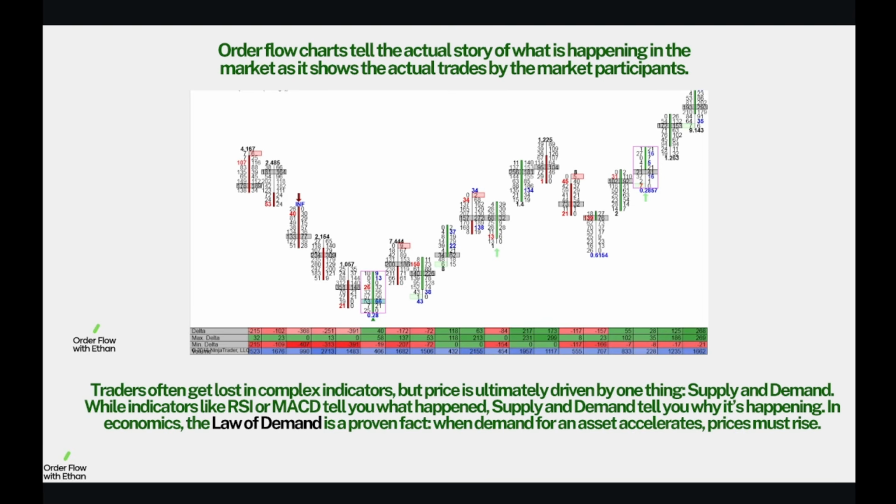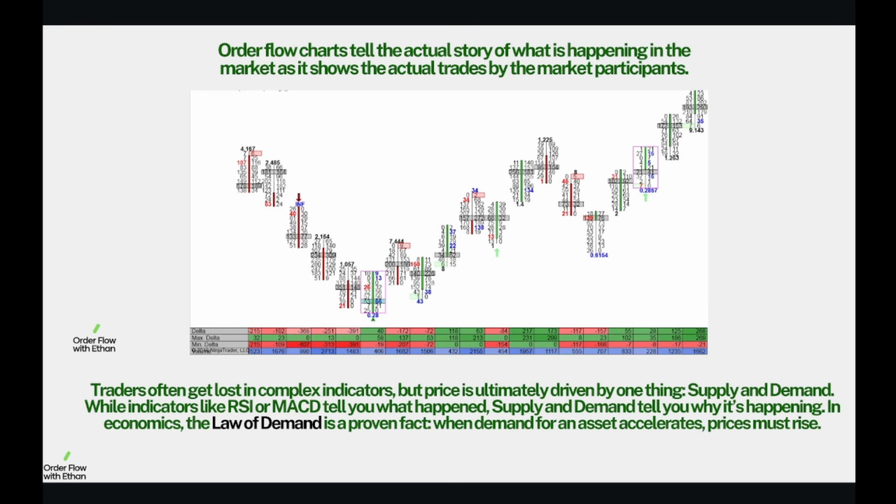So order flow charts tell the actual story of what is happening in the market, as it shows you the actual trades by the market participants. Traders often get lost in complex indicators, but price is ultimately driven by one thing: supply and demand. While indicators like RSI and MACD tell you what happened, supply and demand tell you why it's happening.